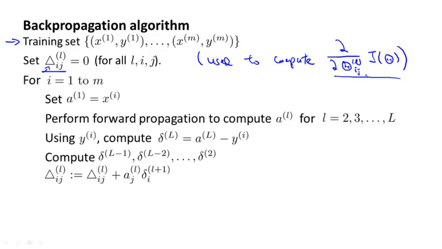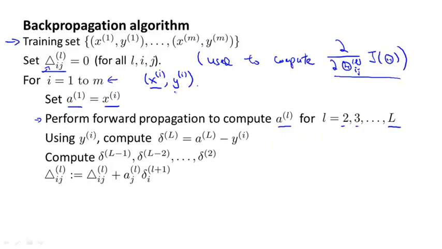Next, we're going to loop through our training set. So we'll say for i equals 1 through m, and for the ith iteration, we're going to be working with the training example xi, yi. The first thing we do is set a1, the activations of the input layer, equal to xi, the inputs for our ith training example. Then we perform forward propagation to compute the activations for layer 2, layer 3, and so on up to the final layer, layer capital L.